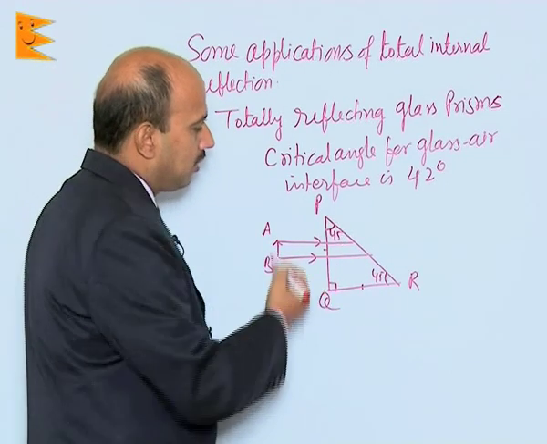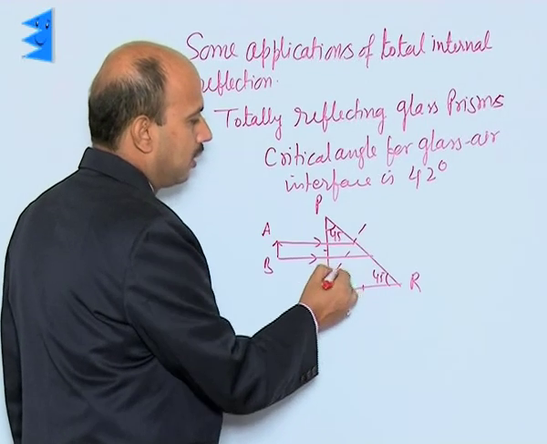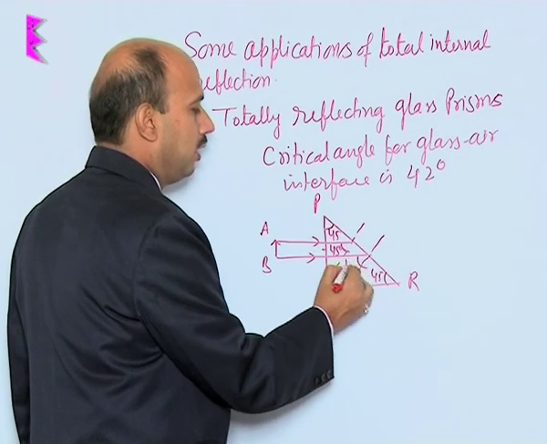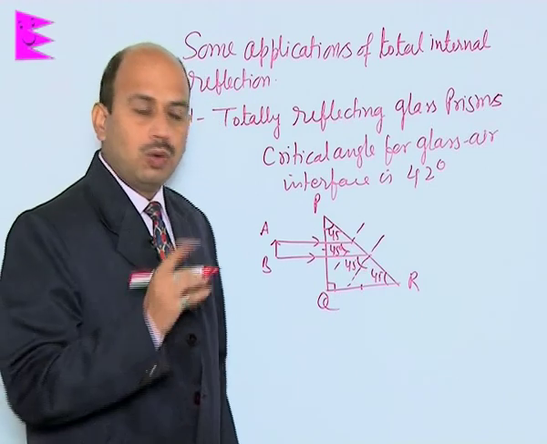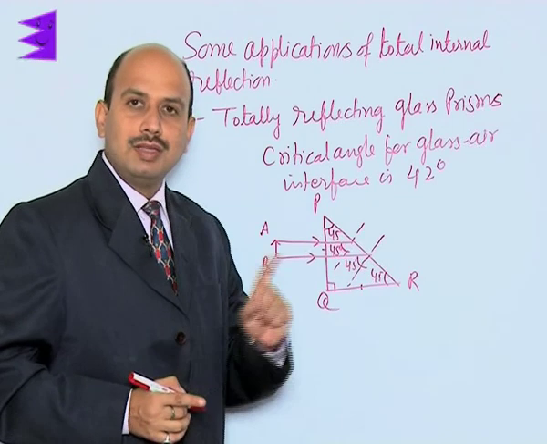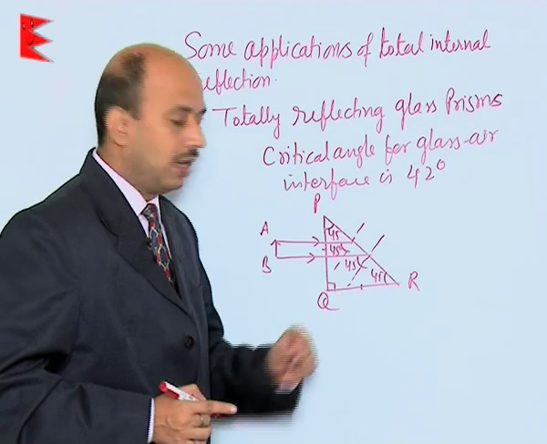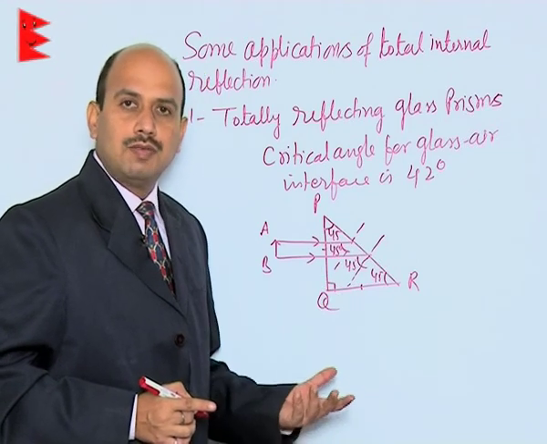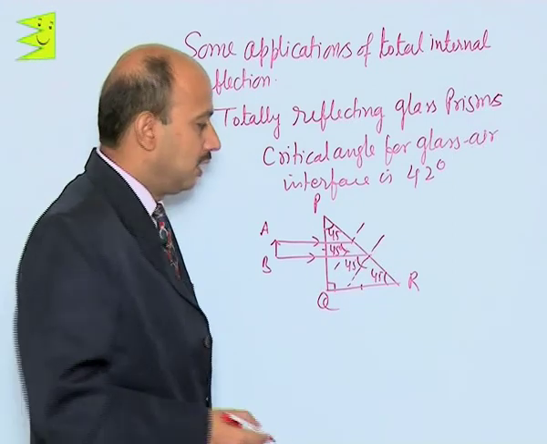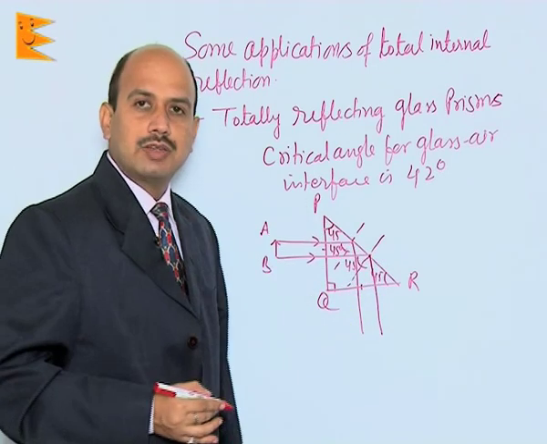On face AB there is normal incidence, so the angle of incidence is 0, and for PR the angle of incidence is 45 degrees. Similarly, here it is 45 degrees. We know the critical angle for this is 42 degrees. So, the angle of incidence on PR is more than the critical angle, and whenever the angle of incidence is more than the critical angle, total internal reflection takes place. The rays are going from glass to air, but the angle of incidence is greater than the critical angle.